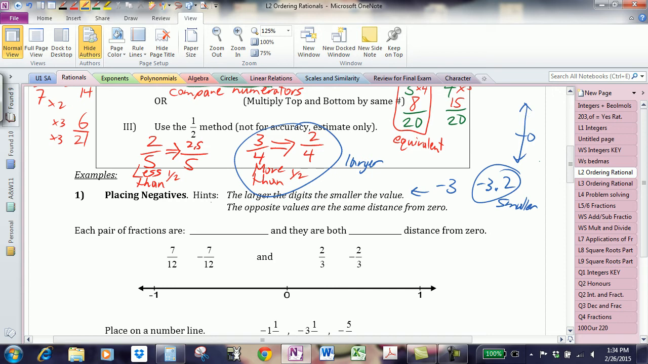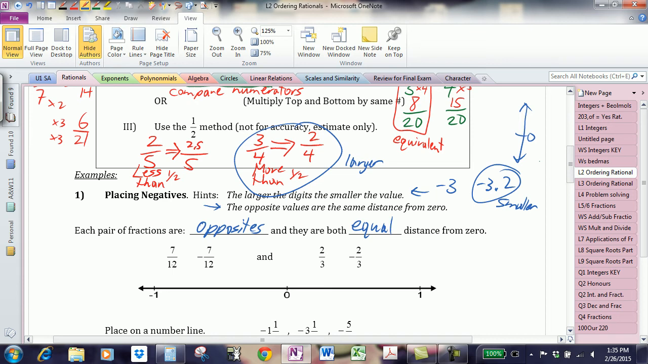The other idea is that the opposite values are the same distance from 0. Okay, so let's look at that with our fractions. Opposites are equal, they are both equal distance from 0.